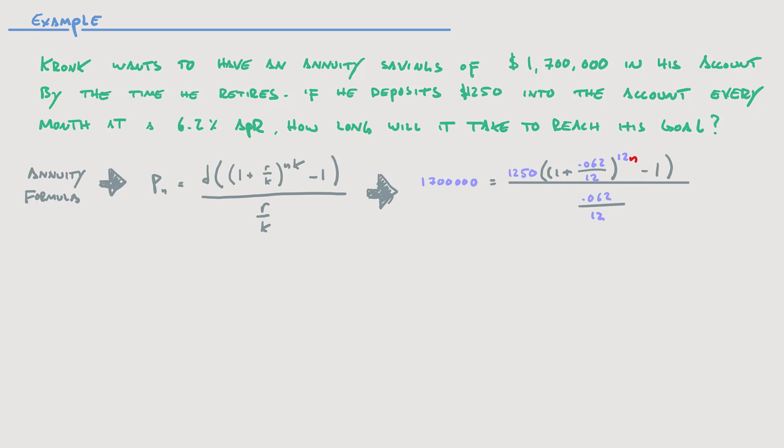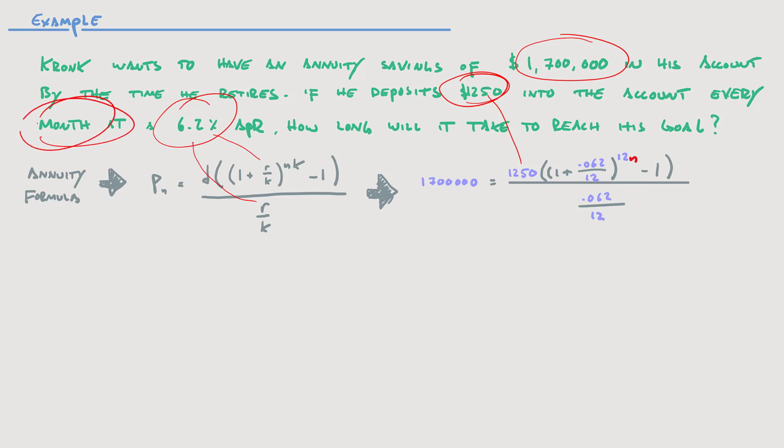So here's the annuity formula, in which I just plugged in all the information that we needed. This is our P sub n, how much Kronk wants to have by the time he retires. Here's our APR, that's r, but as a decimal, so I did 0.062. This is the monthly deposit. And we know it's happening at a monthly interval, so that's why we have 12 as our k value.